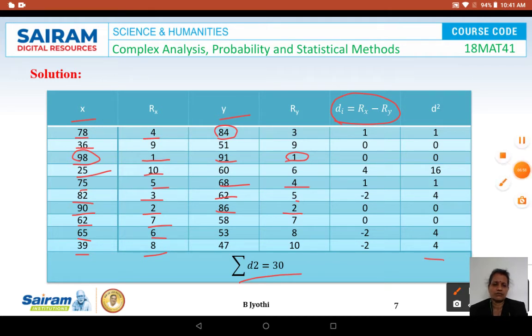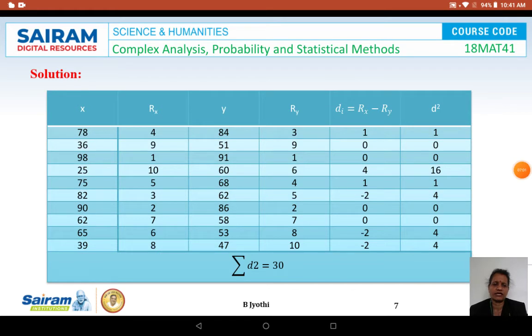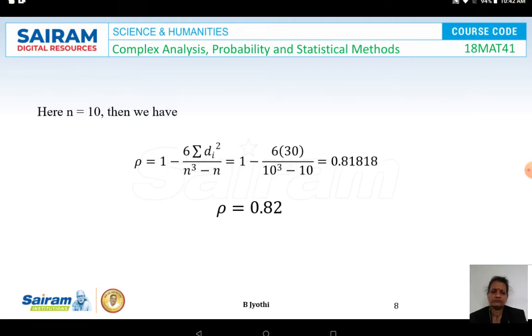So tabulation is completed. Now let us find out the rho value by substituting in the formula. So here n value is 10 and our rank correlation, that is rho, is equal to 1 minus 6 into sigma Di square by n cube minus n, which gives us on calculation 0.81818, or on simplification we can approximate rho as 0.82.